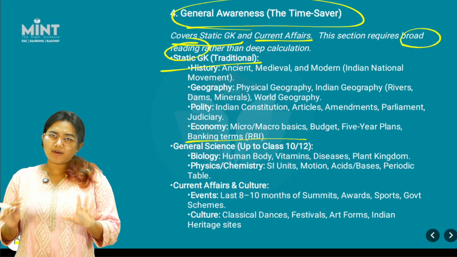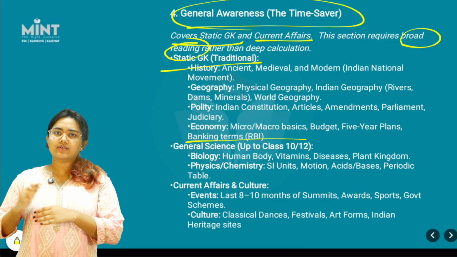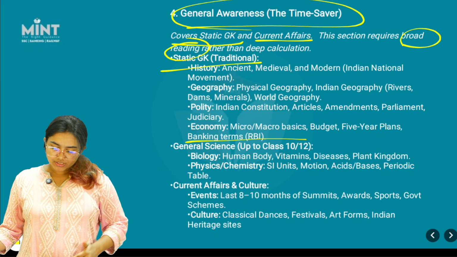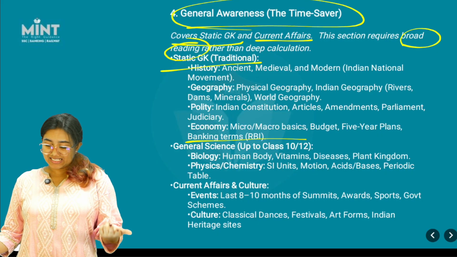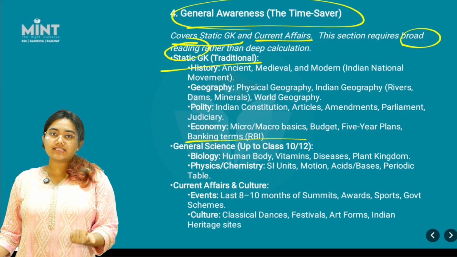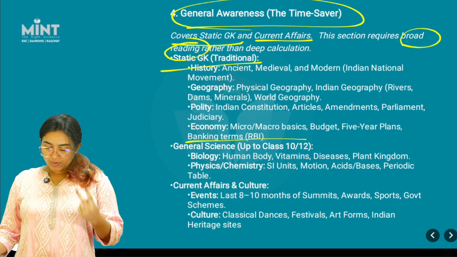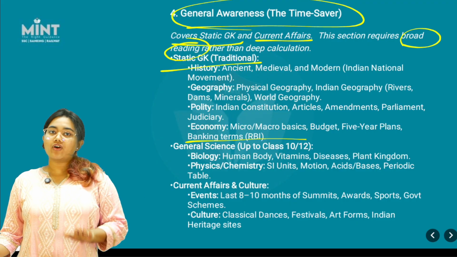For general science, about class 10-12 level will be asked. Biology, you'll have things like human body, vitamins, diseases, plant kingdom, etc. For physics and chemistry, you'll have things like SI units, motion, acids and bases, periodic table, all of that will be asked.